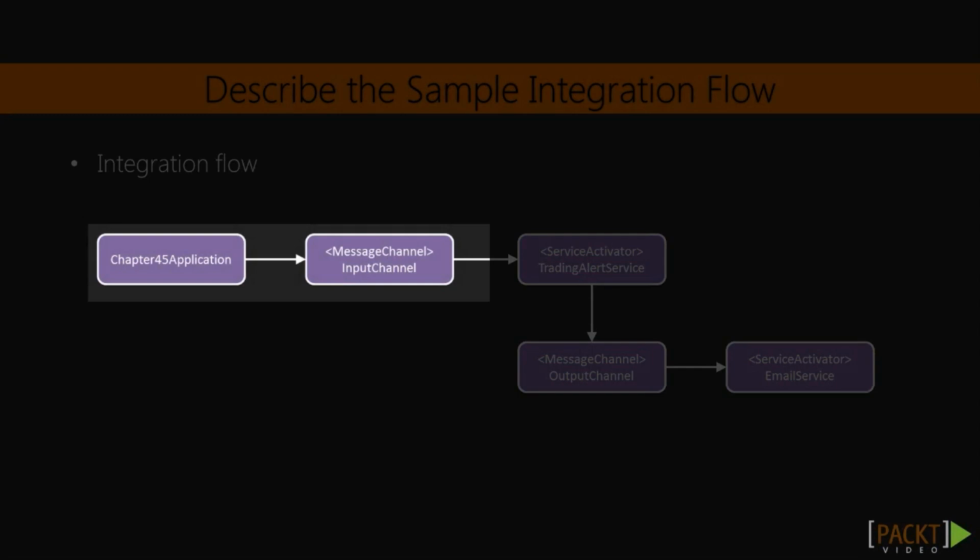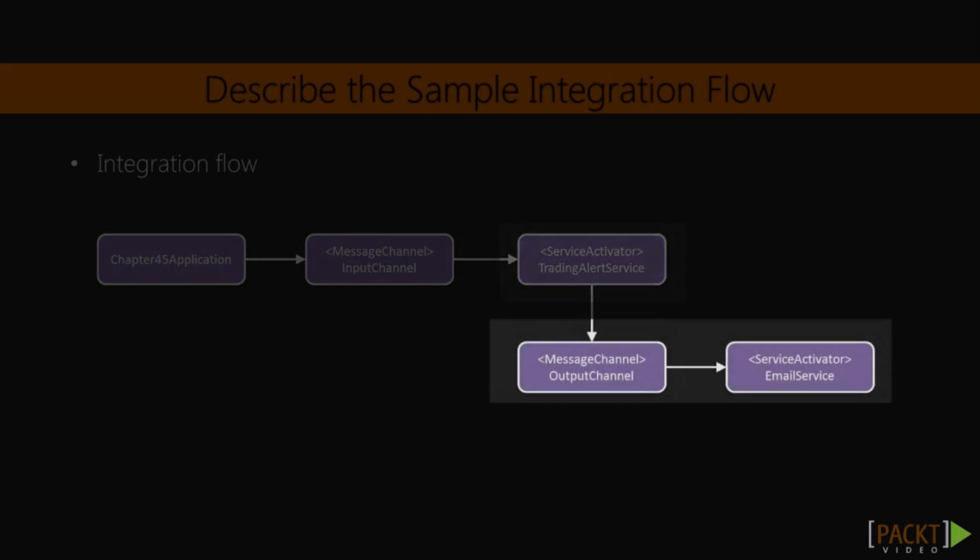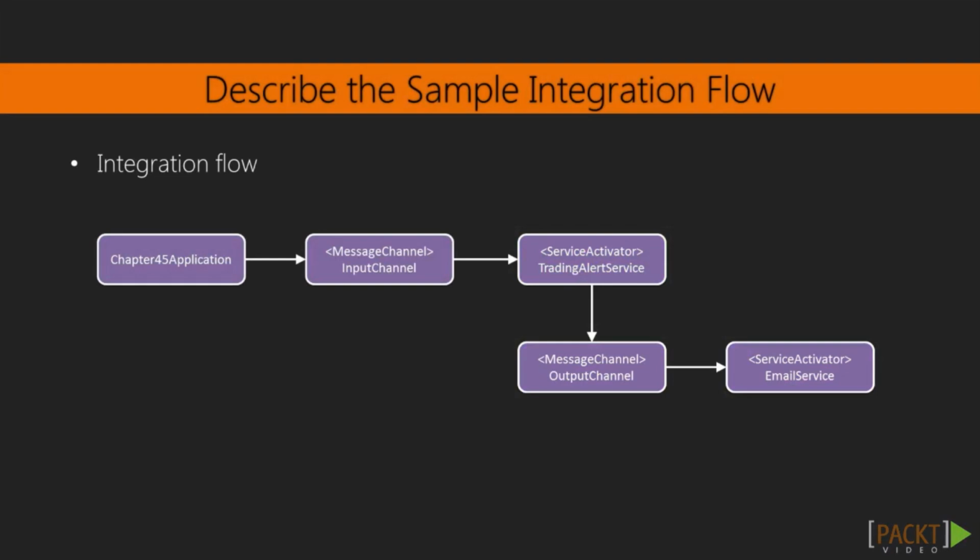We'll create a Spring-based application called Chapter 45 application that will send a text message to the input channel. The message will then arrive at the trading alert service that simply uses the received text payload to format an email message. The new email message will be sent to the output channel and finally arrive at the email service. For simple demonstration purposes, the email service only prints out the received email message payload to the log console instead of really sending out an email.